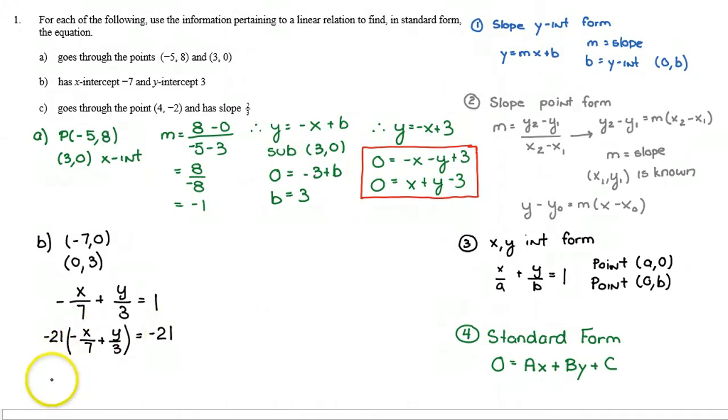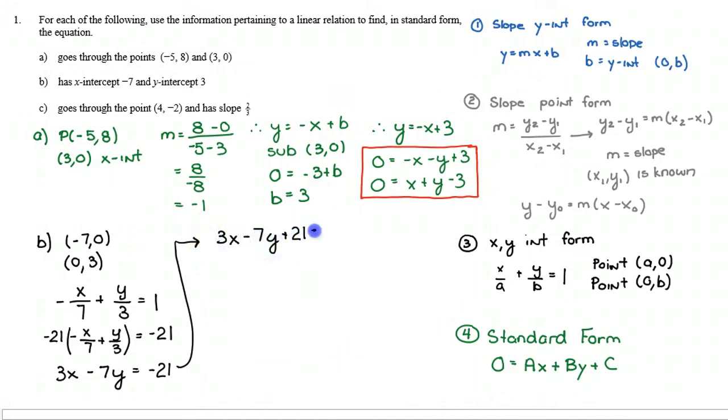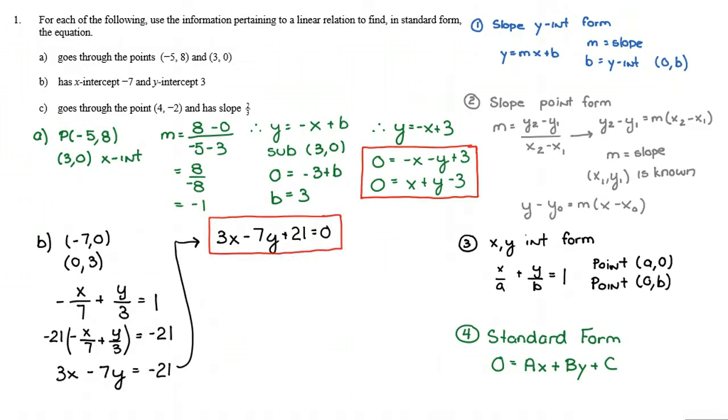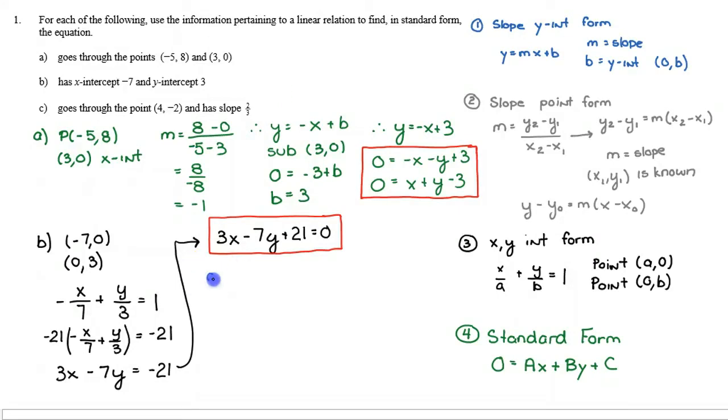What we're going to get is we're going to see that we end up with 3x, not plus, pardon me, minus 7y is equal to minus 21. And of course, now I want to convert this to standard form, so I'm going to write it as 3x minus 7y plus 21 equals 0. And I'm done. Let's highlight that. I like to put boxes around my answers. The reason why is because if you are interested in writing the AP exam, you want to box your final answer. So let's do C now.